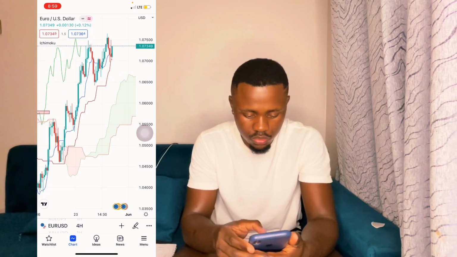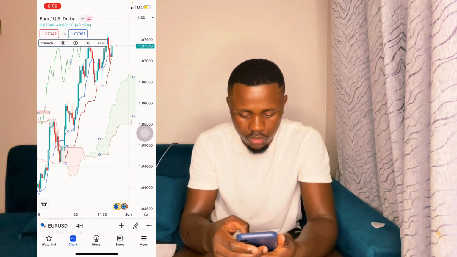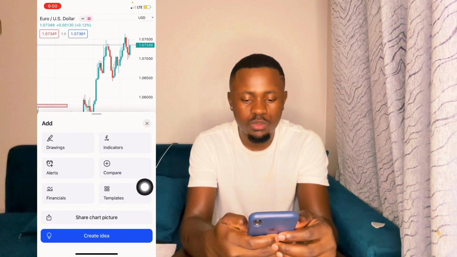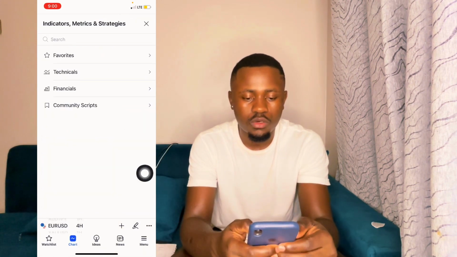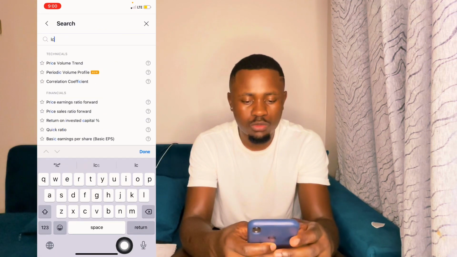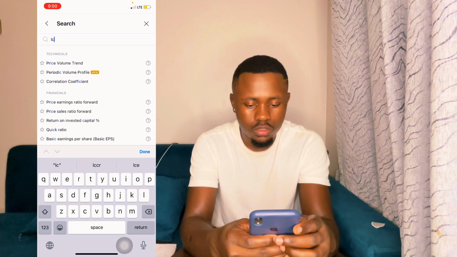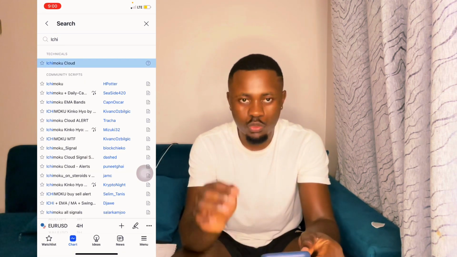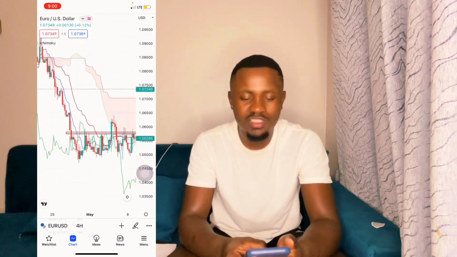Let me first remove these indicators so I can show you how we apply them. For the Ichimoku cloud, what you want to do is first come to the plus sign here. When you come to the plus sign, you choose indicators. When you choose indicators, we search for Ichimoku, the Ichimoku cloud. Yeah, this one here. When you tap it, it's automatically added to your TradingView. So this is how it looks like. This is my Ichimoku cloud.